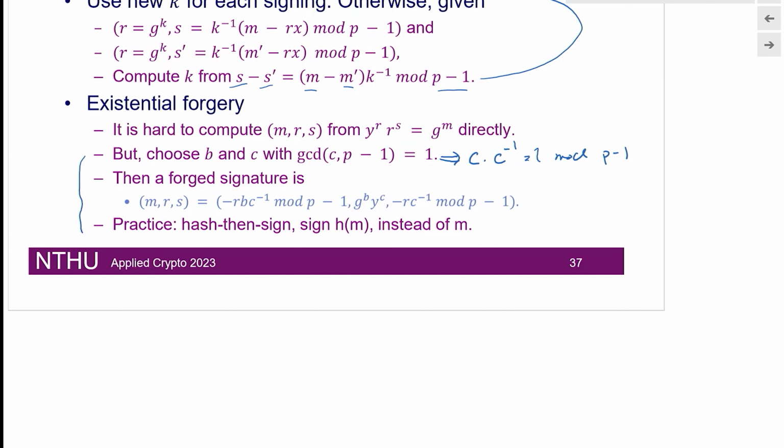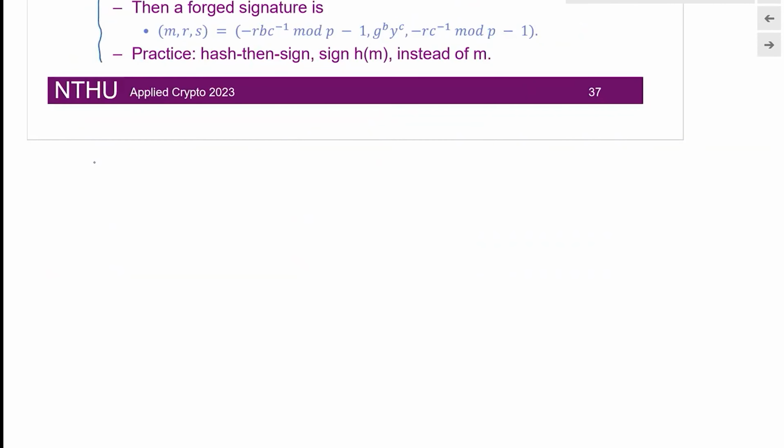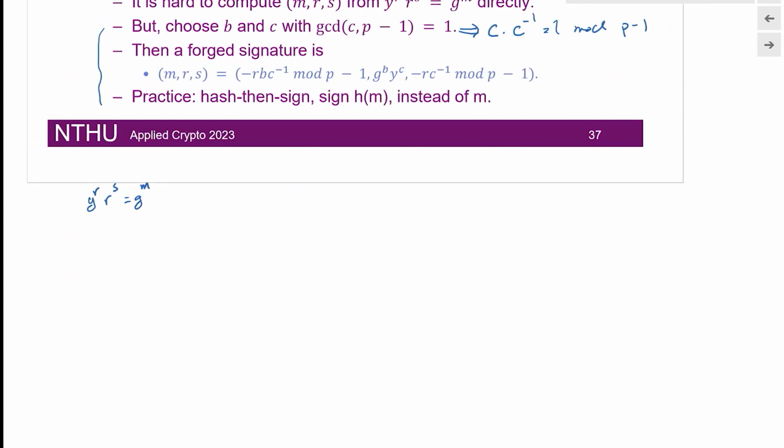But we know that we didn't have the private key. It looks like they can just use the relationship in the verification algorithm to come up with this forgery. So let's see how it works, because we know from the verification algorithm that Y to the R and then R to the S should equal G to the M. Okay, this is how the verification works. Let's see if that is the case, and how the verification algorithm would say yes for this forgery.